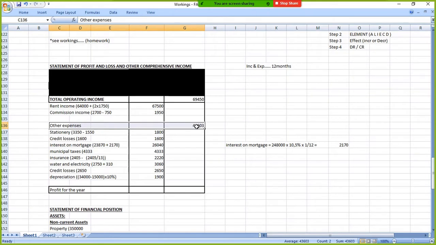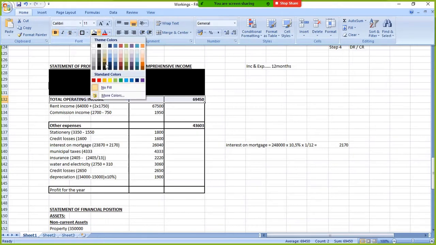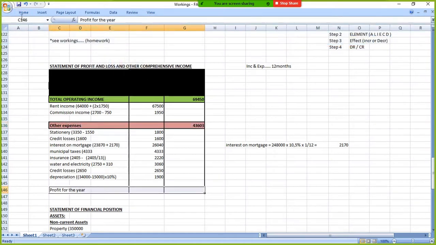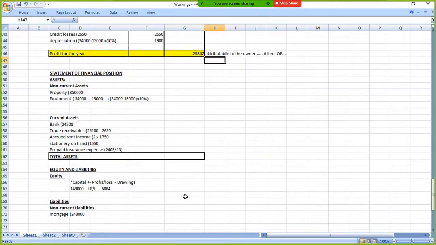Are you happy with that? Hopefully. Then you just need to subtract. Remember, income minus expenses gives you profit for the year. Profit for the year is this minus that. Who gets the profit? It's attributable to the owners of the business. So in other words, it'll affect owner's equity. We spoke about that last week when we looked at basics, and we looked at owner's equity and the impact it will have. So we know this is going to affect this line item.